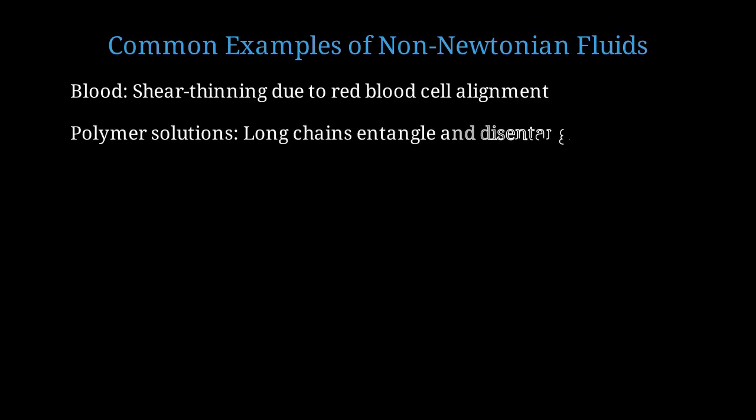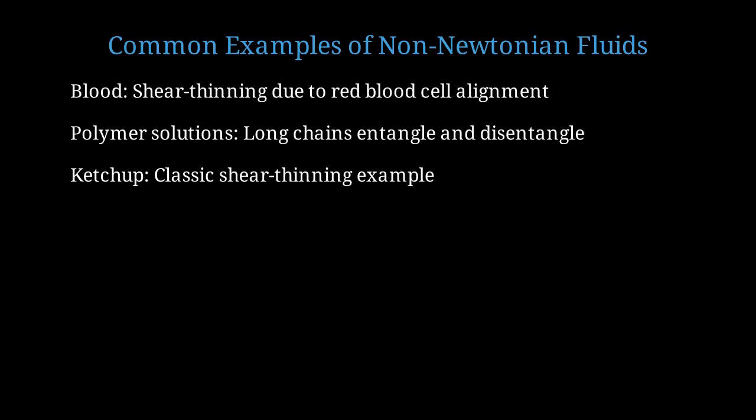Polymer solutions like polyethylene oxide in water show both shear thinning and viscoelasticity. The long polymer chains can store and release elastic energy. Ketchup is the classic example. It won't pour when you tip the bottle gently, but when you shake it vigorously, it flows easily. You're increasing the shear rate and reducing its viscosity.